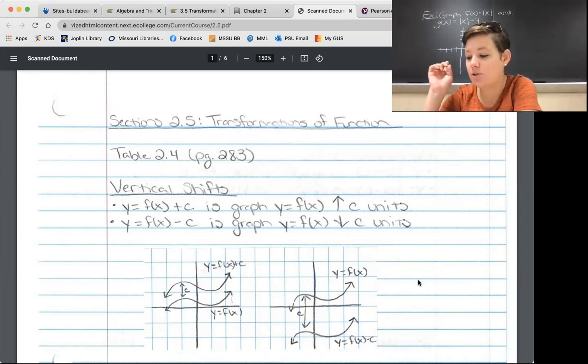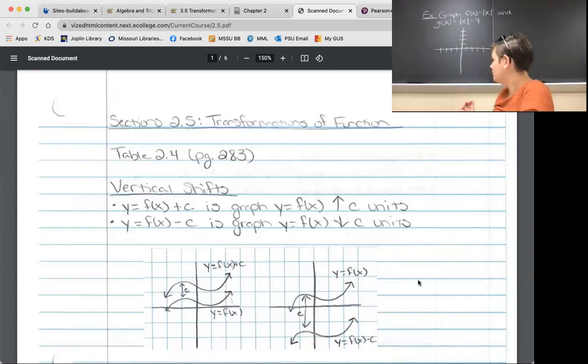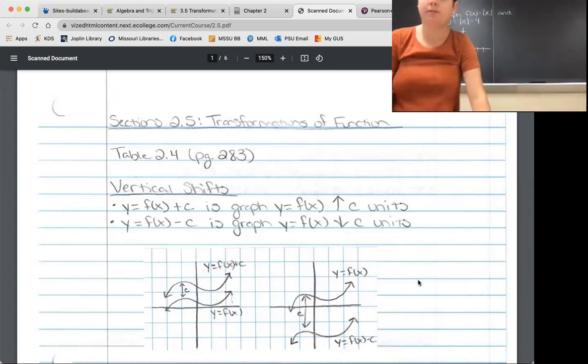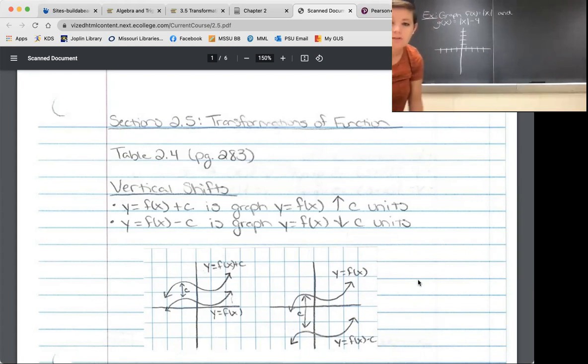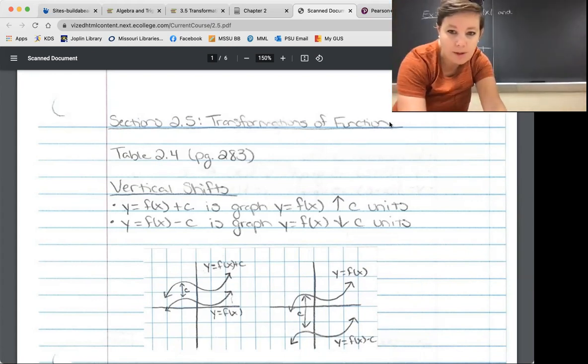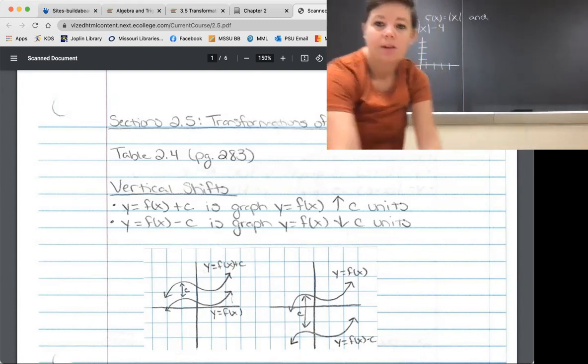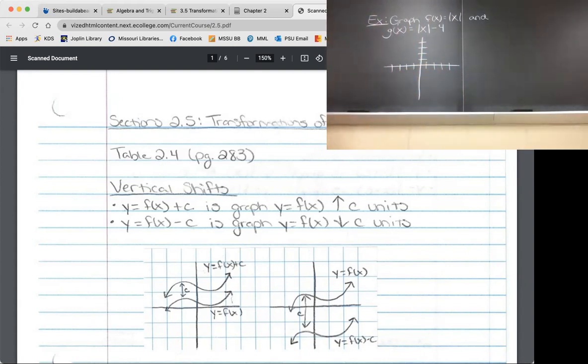And we're actually going to do a specific example. Hopefully you can see that. I'll make my screen a little bit bigger if it will let me. There you go. So we're going to do a specific example where f of x equals the absolute value of x, and then our g of x is the absolute value of x minus 4.